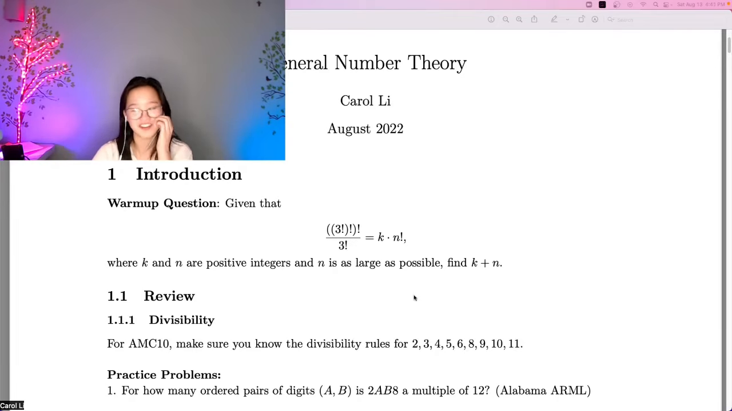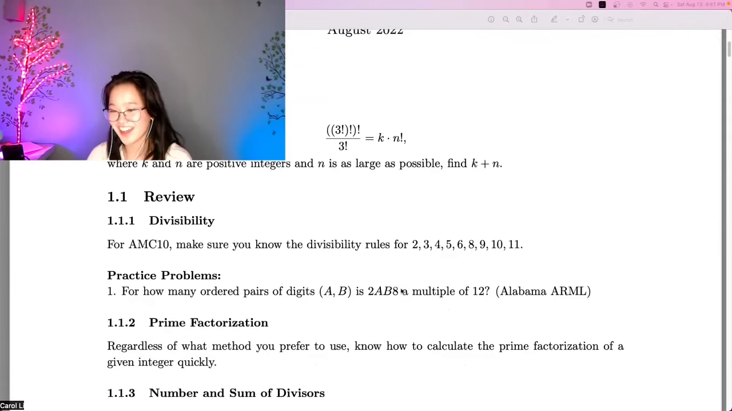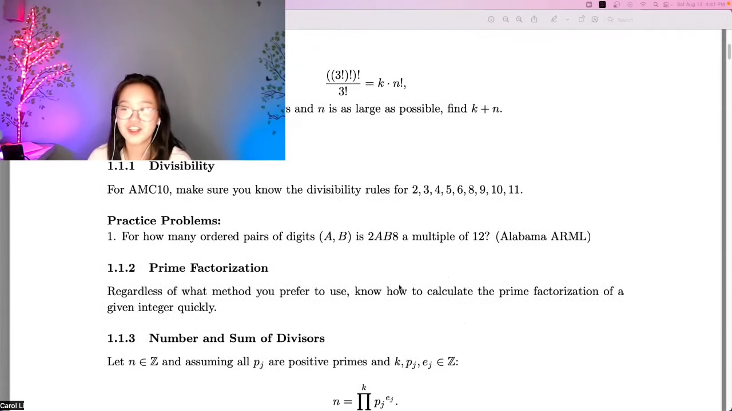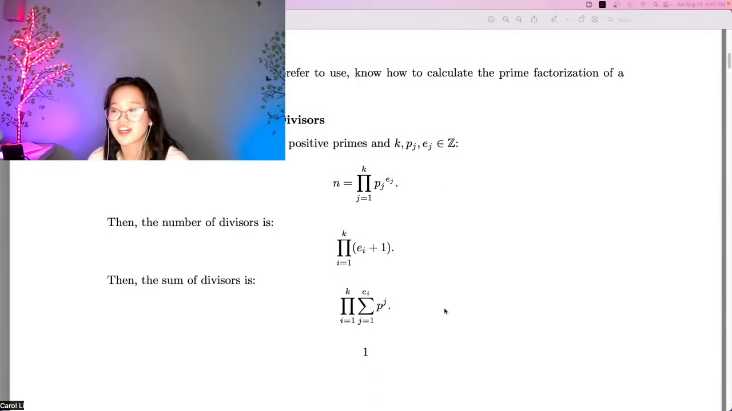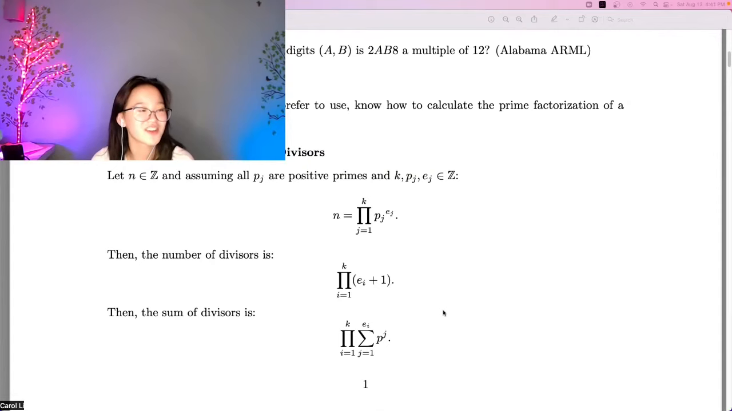Okay, so prime factorization. Make sure you know how to find the prime factorization. Yay! Okay, now we're going to go. Make sure you know the number and sum of divisors, just some simple stuff like that. It just looks complicated, but you guys probably know how to do it, right? Give a thumbs up if you know.